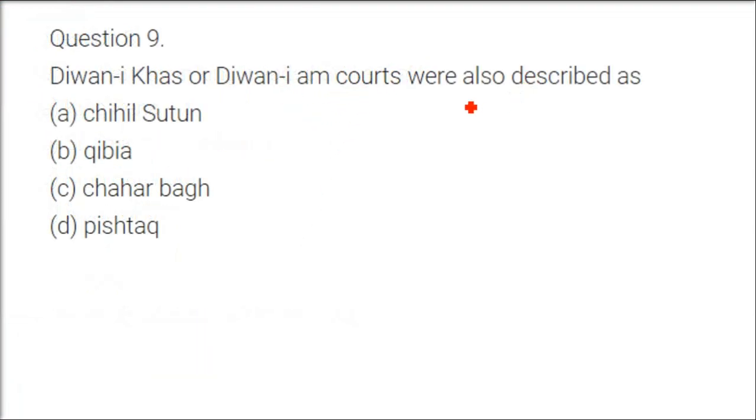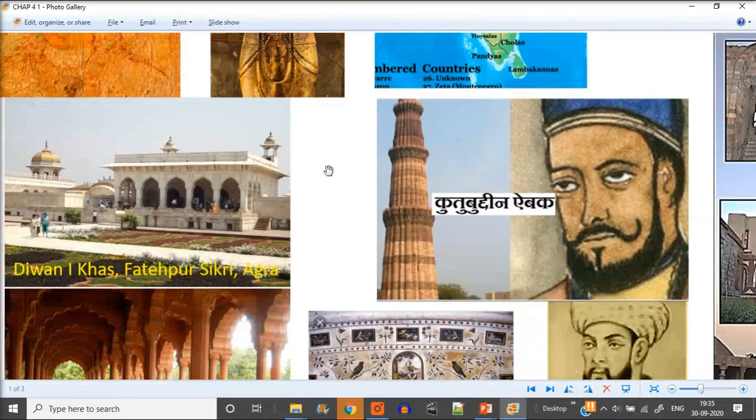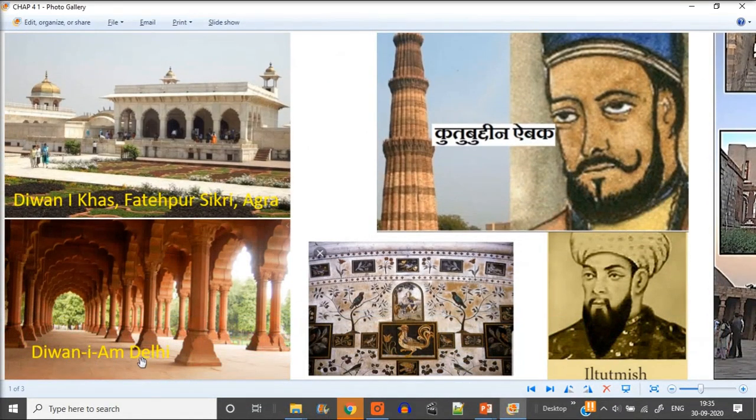Diwan-e Khas and Diwan-e-Aam courts were also described as Diwan-e Khas and Diwan-e-Aam. So let me show you the picture. If you see, this is Diwan-e-Aam and Diwan-e Khas. Diwan-e-Aam is where the normal public would come and the king and other people will interact with them. So this is a very wide open area. This is the 40 pillar architecture I am showing you. And Diwan-e Khas is especially for the king and the ministers. They will come and they will have a meeting or discussion.